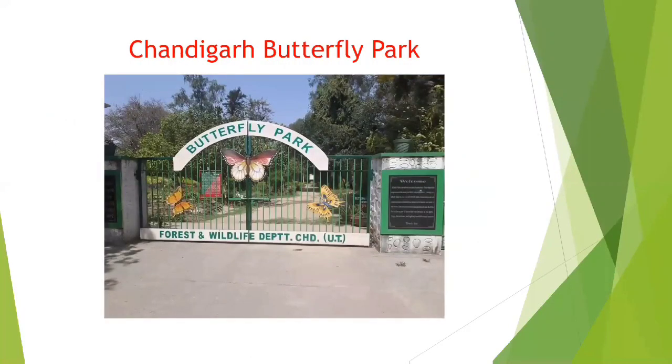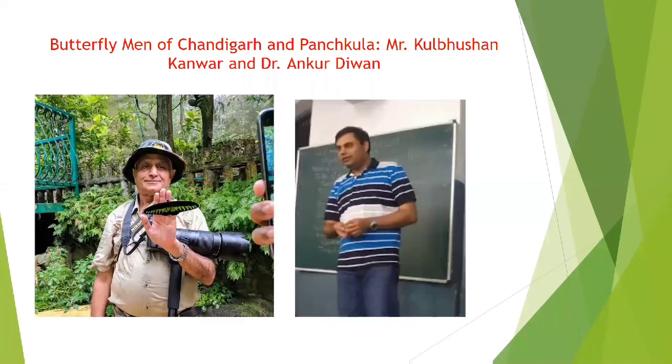This is a picture of the Chandigarh Butterfly Park. It is spread over a land of 7 acres. These are 2 butterfly men, one from Chandigarh and one from Panchkula, Mr. Kulbhushan Kummer and Dr. Ankur Devan.